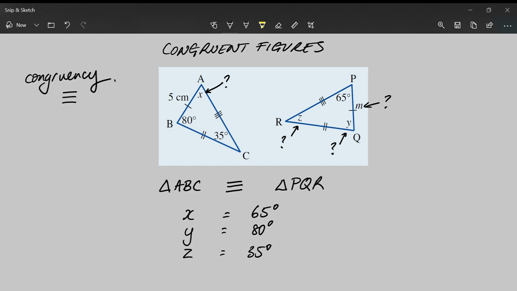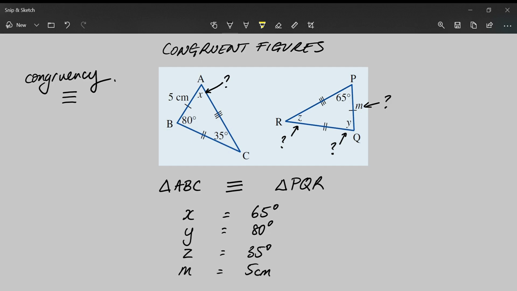Okay, so what we're doing is identifying these unknown values, X, Y, and Z. We do have one more, which is a side length, which is M. And M, we can say that corresponds to 5, which is over here.